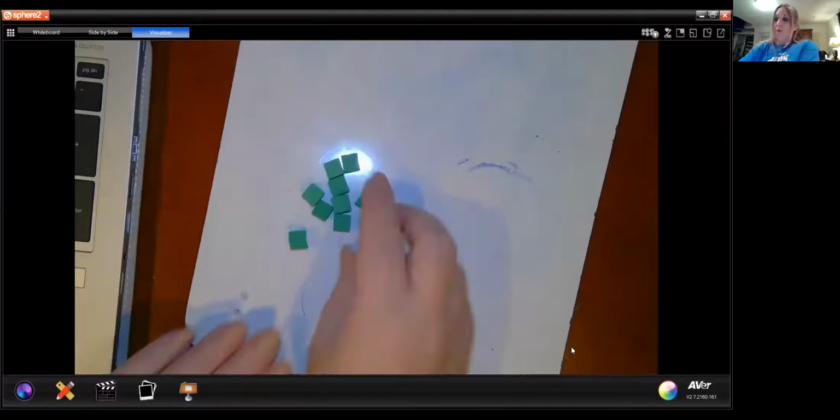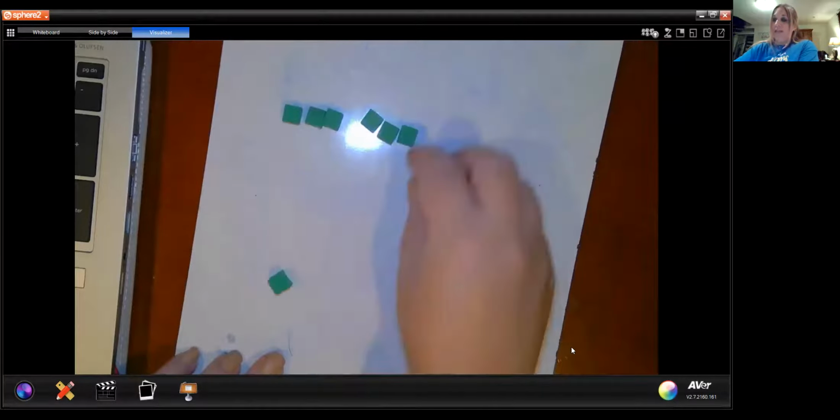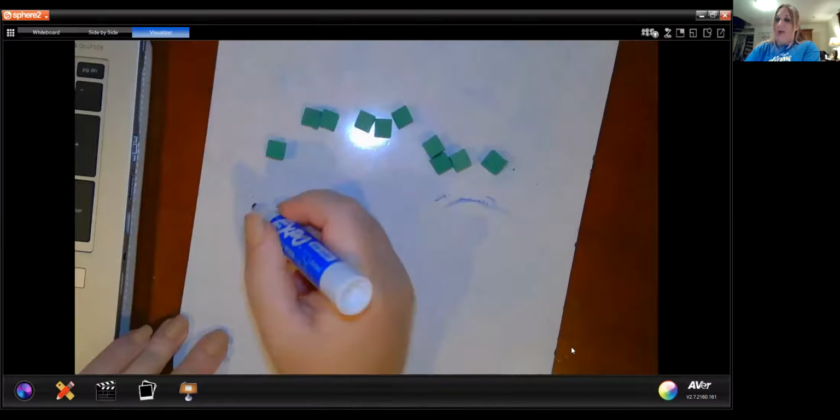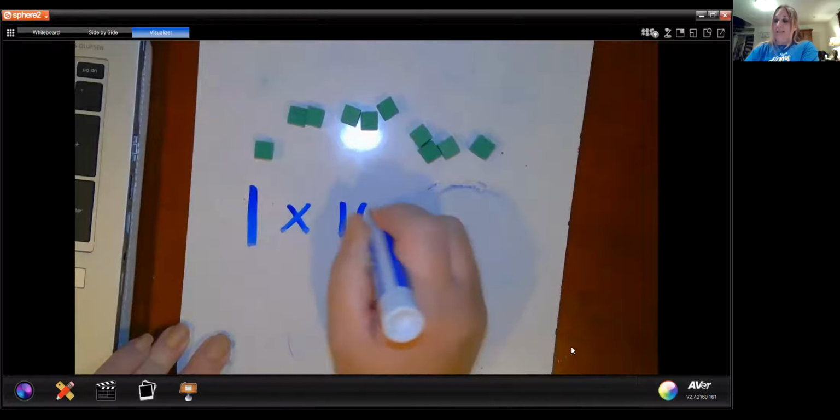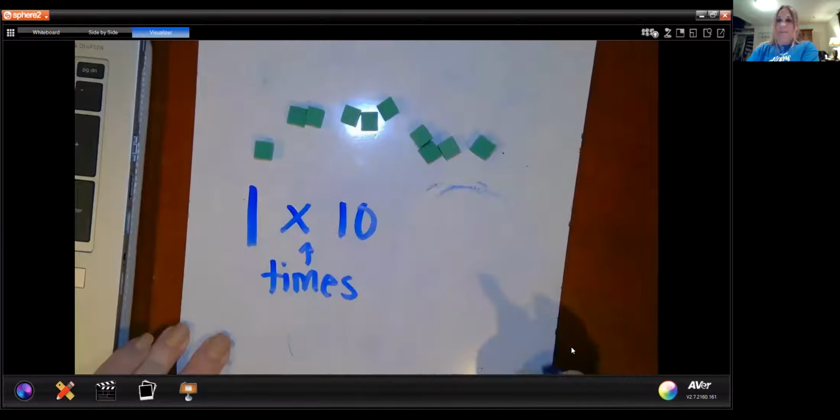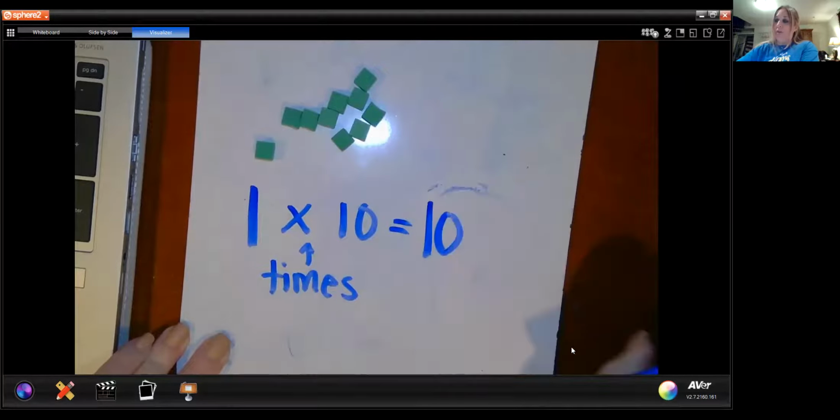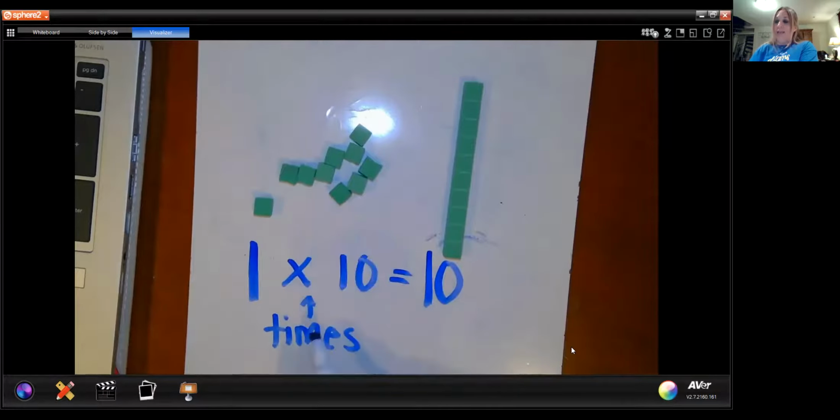Let's start with 10 ones. So if you don't believe me, let's count them. 1, 2, 3, 4, 5, 6, 7, 8, 9, 10. Okay, so what happens if I have 1 and I multiply it times 10? So remember, multiplication means times. What is 1 times 10? Well, that's 10, of course. So that equals a long. So 10 of these guys, 10 times, equals a long.